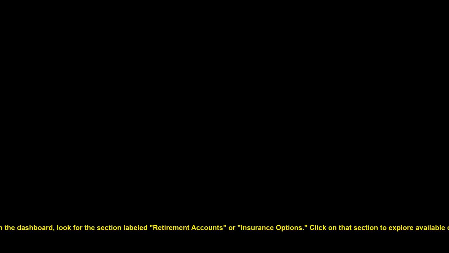Locate the login button and click on it. Wait for the page to process your login request. If your login is successful, you will be redirected to your Empower dashboard. Once on the dashboard, look for the section labeled Retirement Accounts or Insurance Options. Click on that section to explore available options.